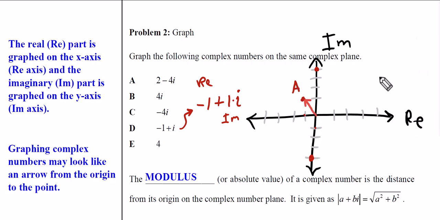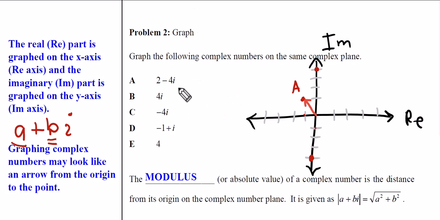It's pretty helpful and useful to always express the complex number in the standard form. So the standard form, for example, is a plus bi, where the a is the real part, and the b is the imaginary part. So for example, if we wrote point B in that standard form, it would be 0 plus 4i. And that's why when we graphed B, up here, we didn't move on the real axis. We only went up 4 on the y-axis, quote unquote the y-axis, because it's the imaginary axis.